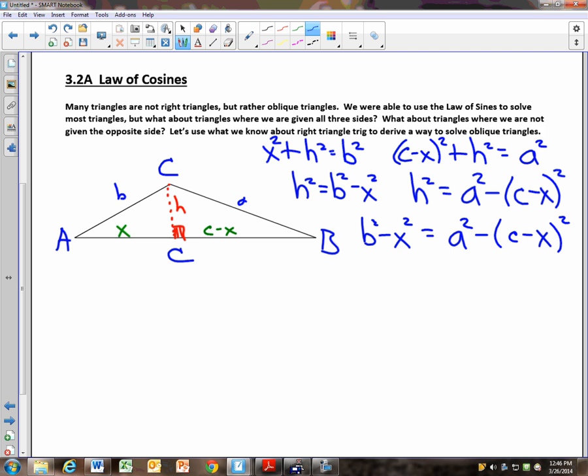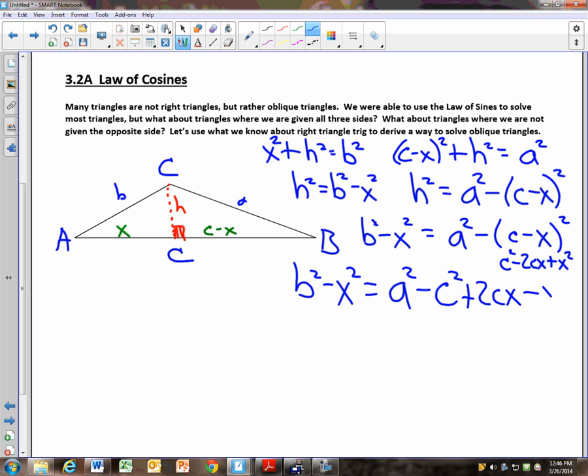When we do square this out, what's c squared? C squared. And then c times negative x and negative x times c will be negative 2cx. And then negative x times negative x gives you positive x squared. So when I distribute that negative through, I come out with this. B squared minus x squared equals a squared minus c squared, then what? Plus 2cx minus x squared.